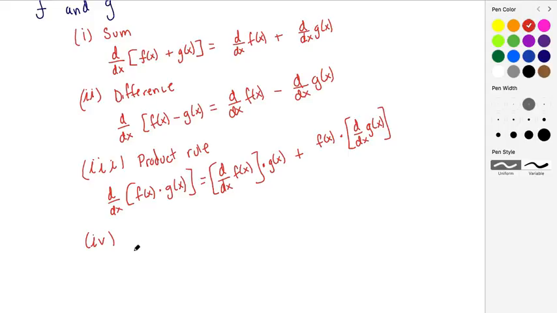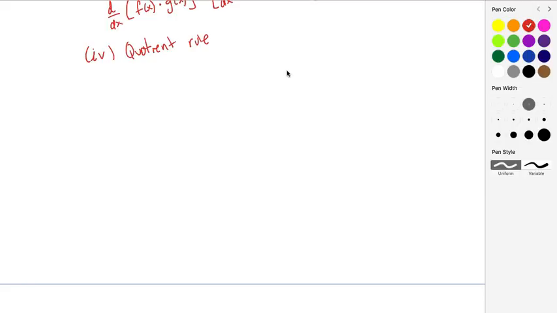The last rule that we're going to look at is the quotient rule. Also a very important rule to remember. Let me get some space here. So this is the derivative of the quotient of two functions, but you have to know that this can only be done whenever the denominator is not 0. So this is only going to be able to be done whenever the denominator is non-zero.